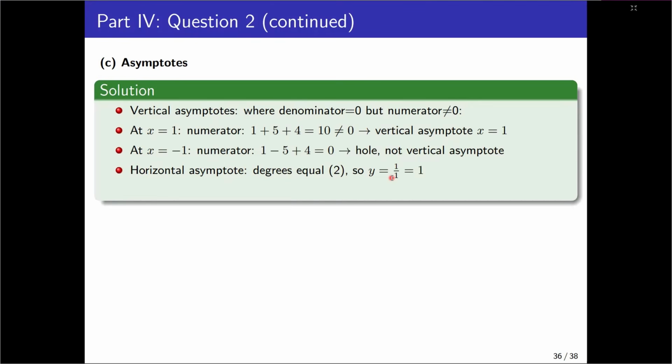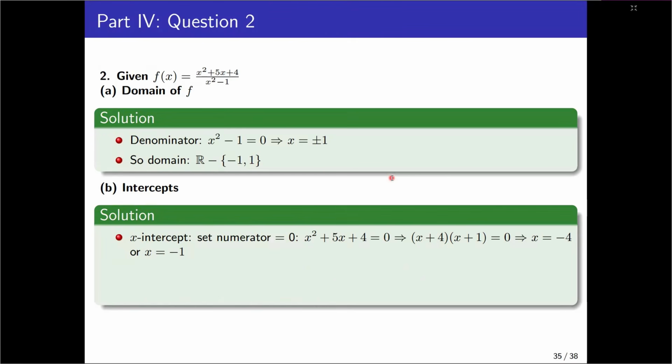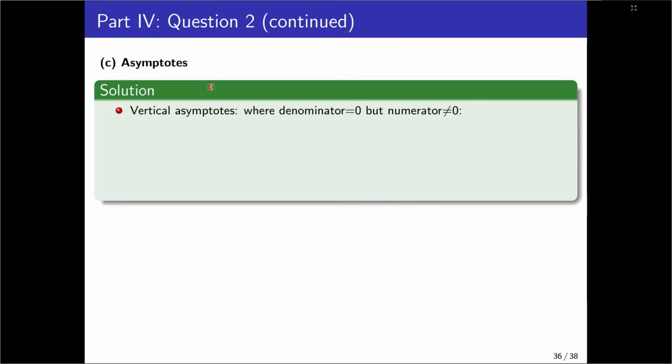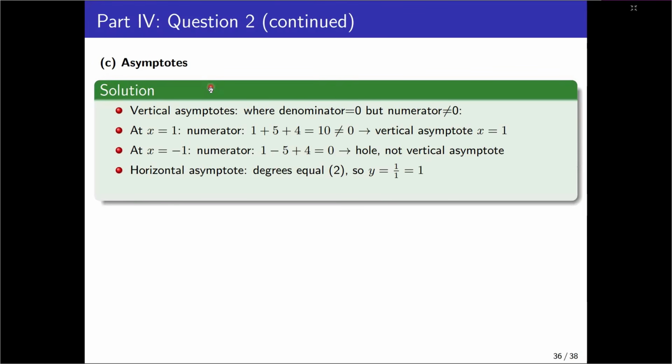The leading coefficient of the numerator is 1, and the leading coefficient of the denominator is also 1. Therefore, the horizontal asymptote will be 1 over 1, which is y is equal to 1. It doesn't have any oblique asymptote, because the rational function will have an oblique asymptote whenever the degree of the numerator is greater than the degree of the denominator by 1.